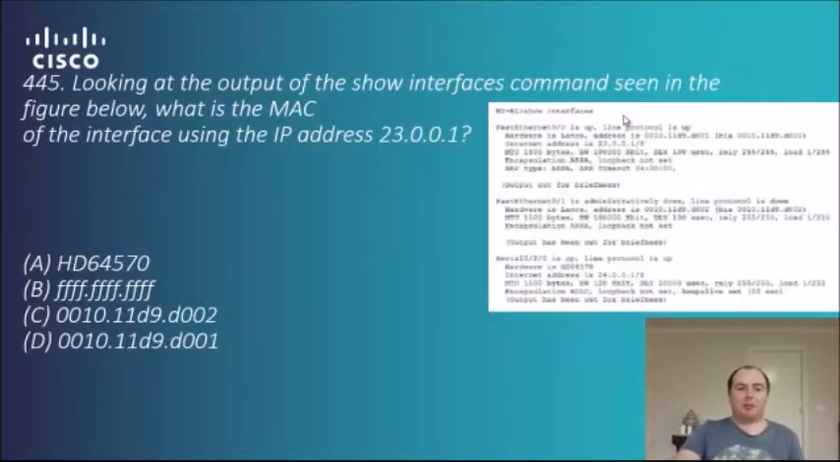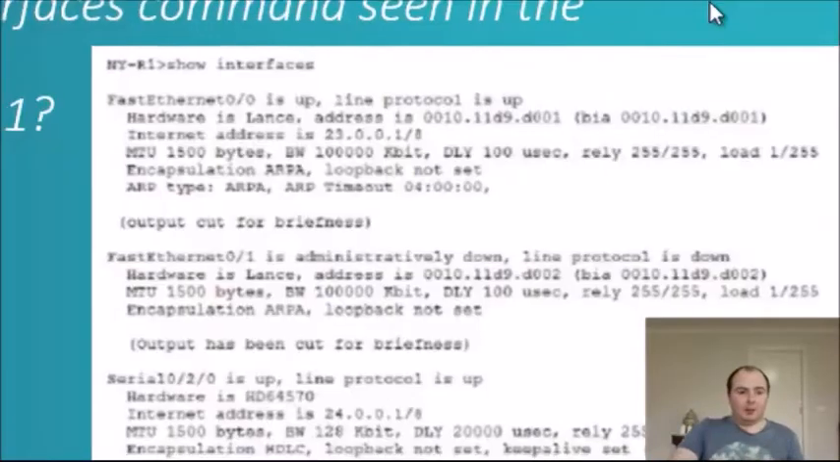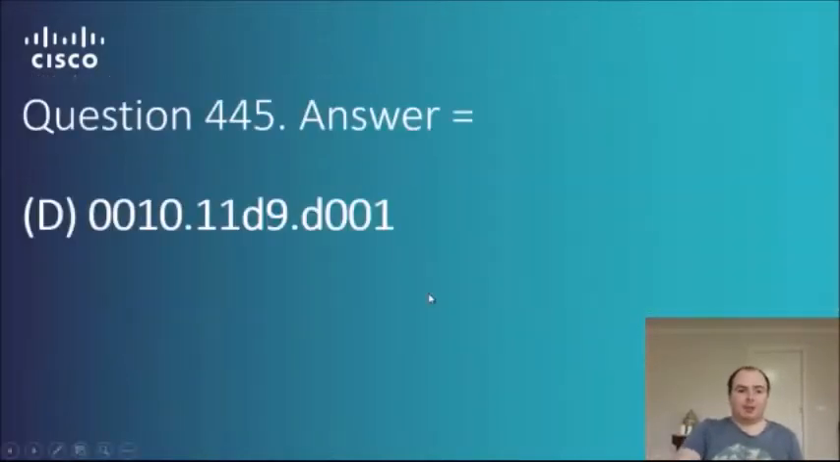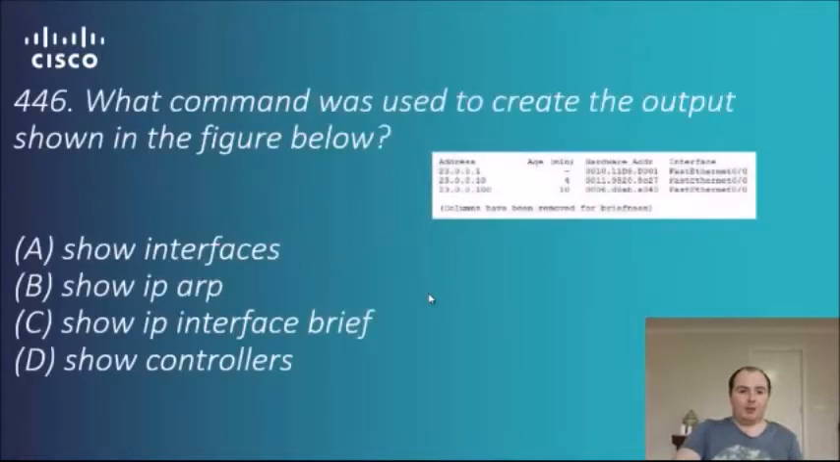445, looking at the output of the show interfaces command seen in the figure below, what is the MAC of the interface using the IP address 23001? So we've got some addresses down there, but we pretty much just have a look through here and then have a bit of a look around. So we've got the address there, and the hardware address is this one here. Therefore, answer will be D. 0010-11D9D001.